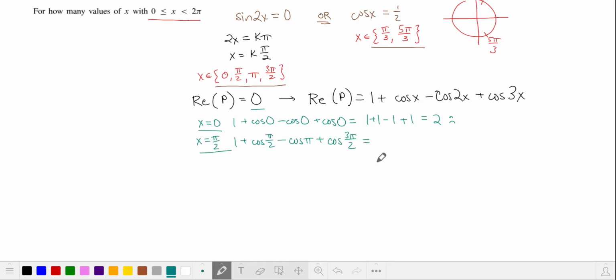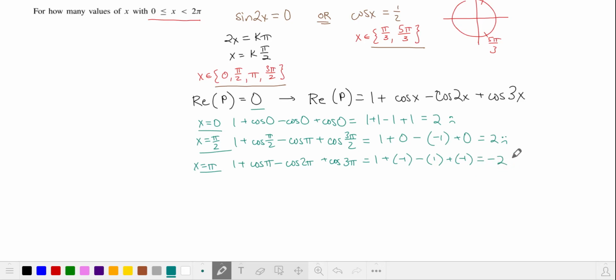Plugging in for x, cosine of pi over 2 is 0. Then we're going to subtract -1 and add 0 again. This gives us 2. Let's try x equals pi. We're going to add -1 and subtract 1 and add -1. This is equal to -2, which is not 0. For 3 pi over 2, this is 0 minus -1, and this cosine is 0. This is 2 again.